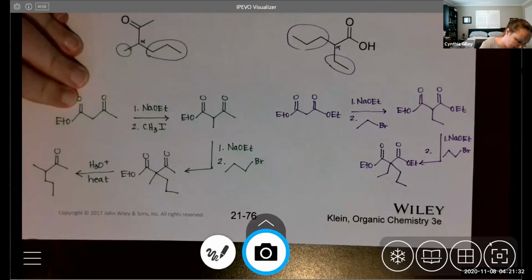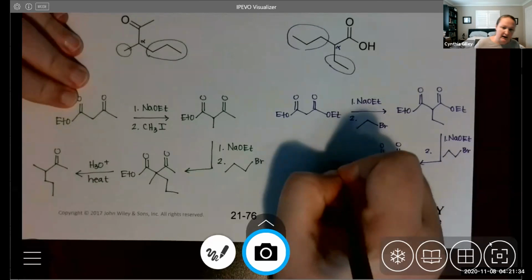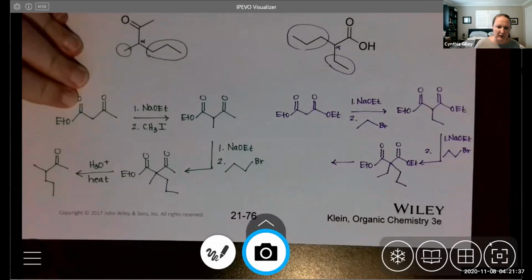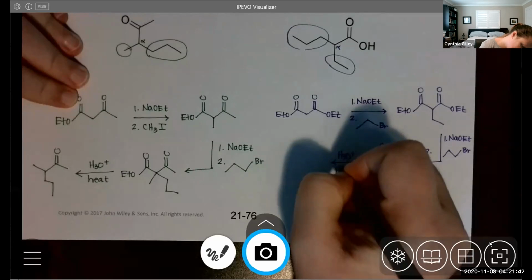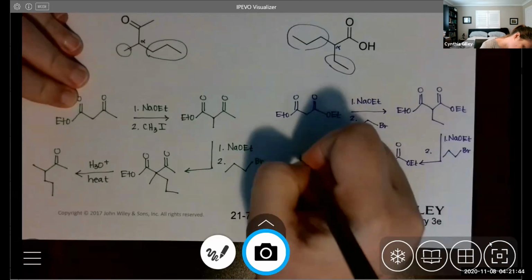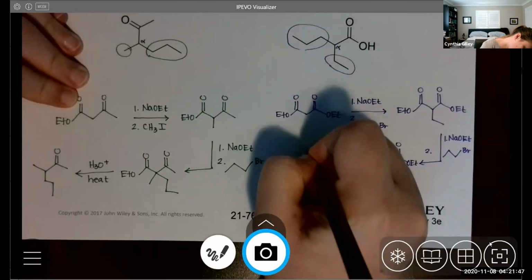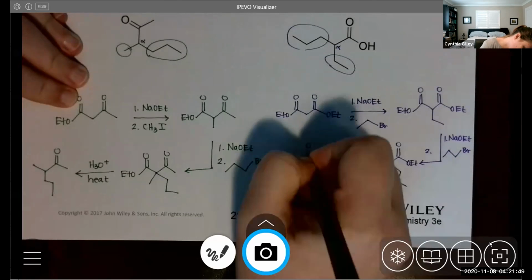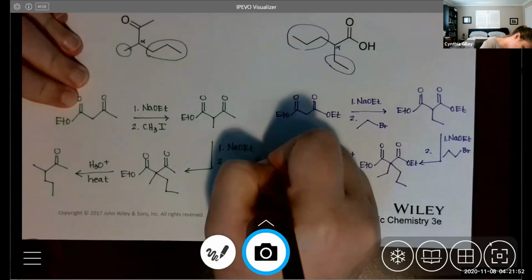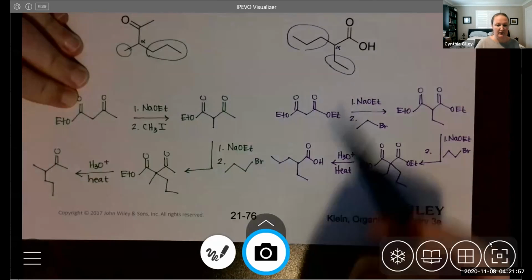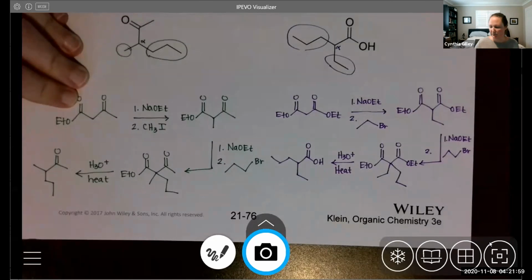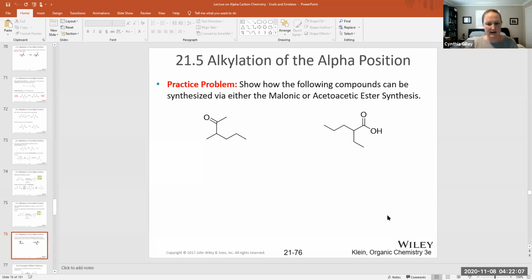And then the last step will be the hydrolysis of the two esters and decarboxylation. We'll write H3O plus again, and that's the same product then that we were trying to go for. All right, let's head back to the slides and continue on.